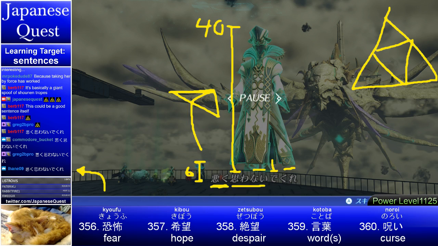So it looks like several people wrote that there. Nicely done. Let's copy and paste that and add that to our, let's check if it's right. So waruku omowanai de kure. Nicely done. So let's copy and paste that, add that to our power level. I'll turn off Rikai so I don't mess up the copy paste. Add this to our sentence chronicle.